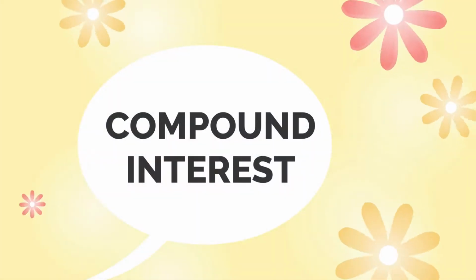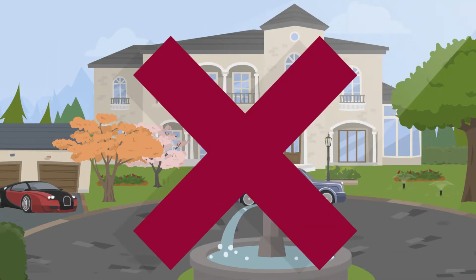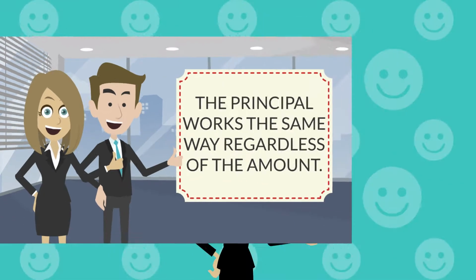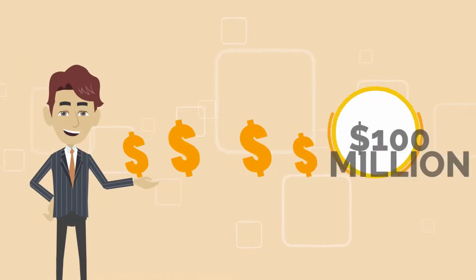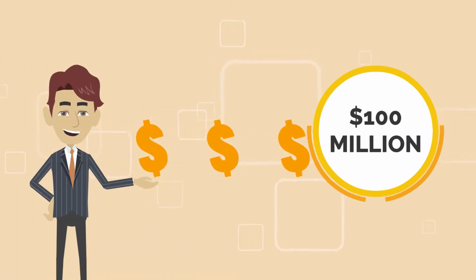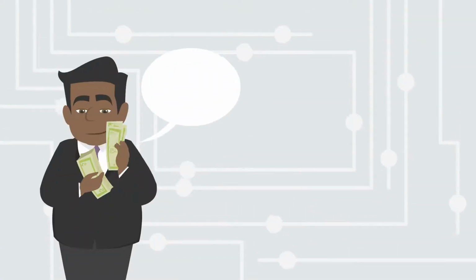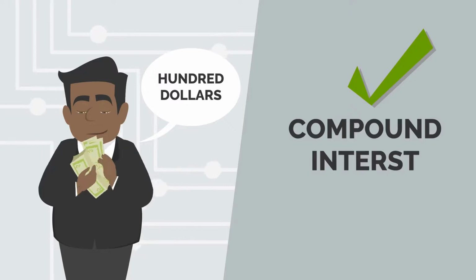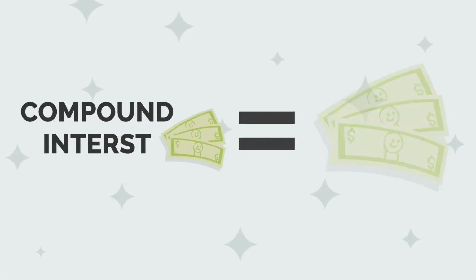The beauty of compound interest is you don't necessarily need to be rich to make it work. This is because the principle works the same regardless of the amount. Be it $100 or $100 million, the person investing $100 million may have more investment options since they have a higher initial investment. Still, even the person investing $100 can use compound interest. This is because the concept of compound interest is going to work the same way, whatever amount you invest.